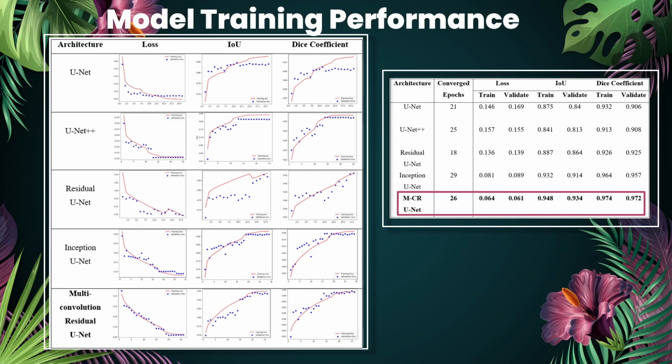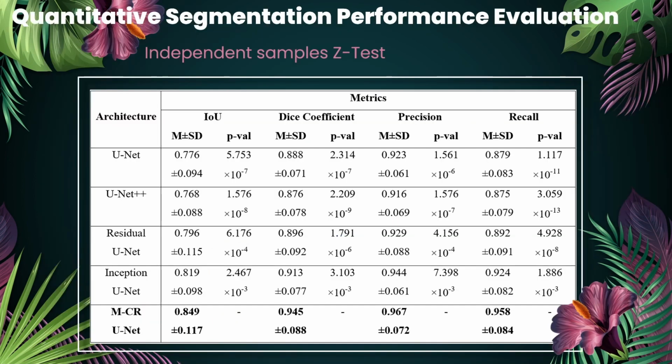From the training performance, we can see that the MCR unit consistently outperforms the other U-Net family architectures with the lowest loss and highest IOU and dice coefficient. In terms of the independent sample z-test, the MCR unit statistically shows that it consistently outperforms the other U-Net family architectures across 4 different evaluation metrics. The p-value of the other U-Net family does not exceed the 0.05 threshold as well.